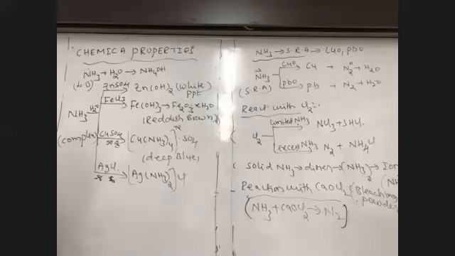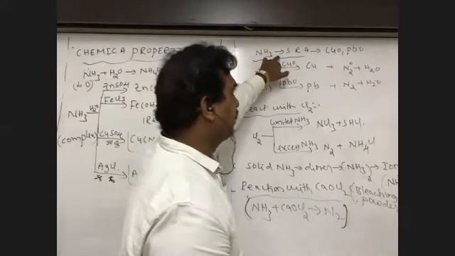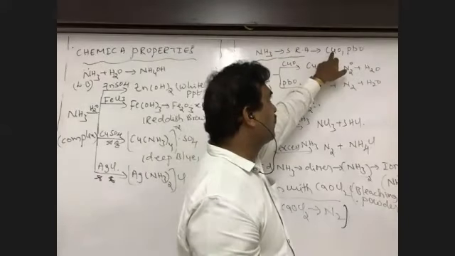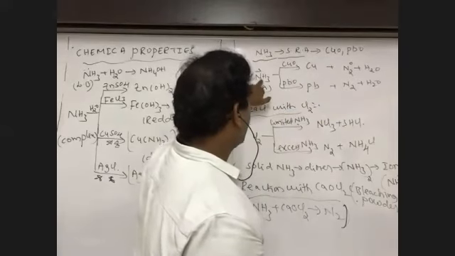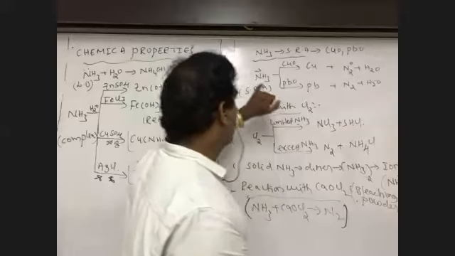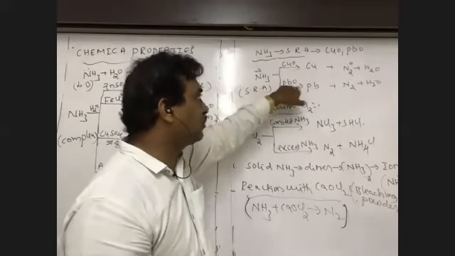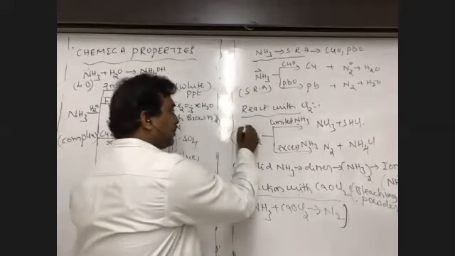Here, ammonia also acts as a strong reducing agent. Especially, a metal oxide is converted into metal. Ammonia reacts with copper oxide to form copper metal. Ammonia reacts with lead oxide to form lead metal, Pb. The very important point is also there.